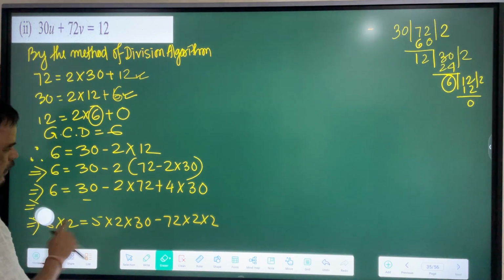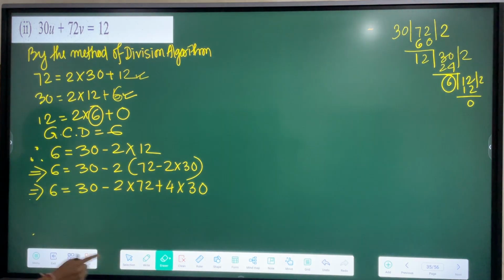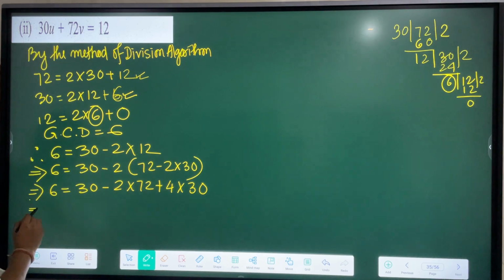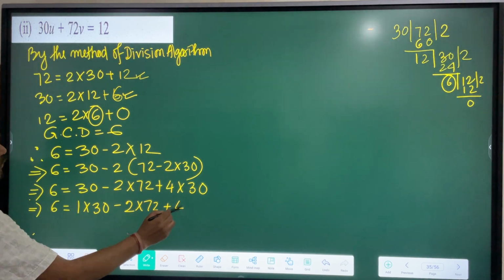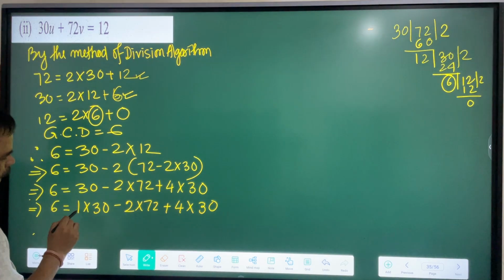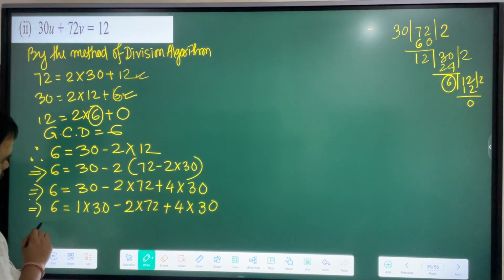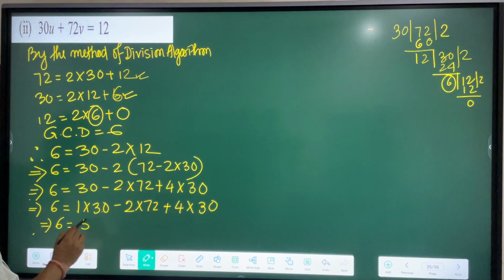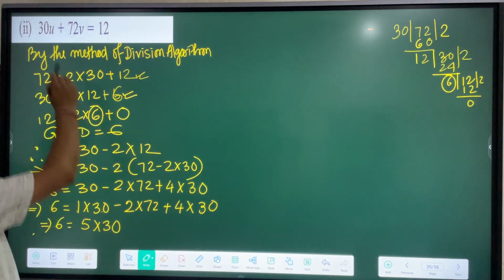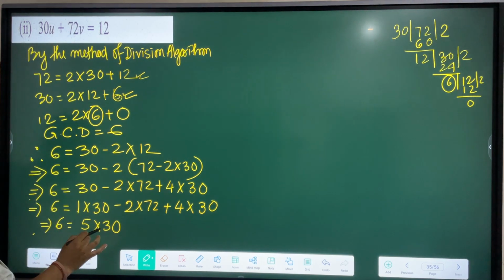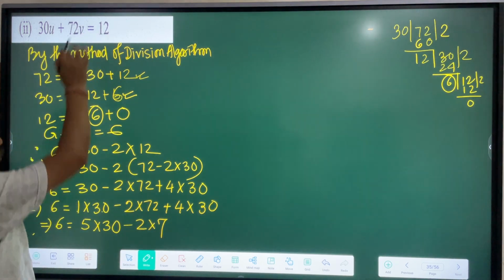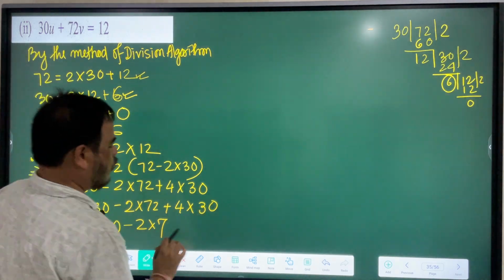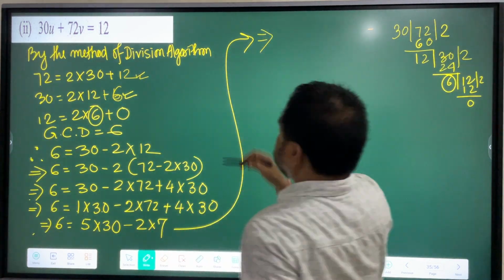This one again you may not understand. 6 is equal to 1 into 30 plus 2 into 72 plus 4 into 30. 1x plus 4x equals 5x. That means 5 into 30. Here 30 and 72. So 30 we have got already, 72 also we have got already. But right hand side there is 12, but there is 6. So we will multiply both sides by 2.